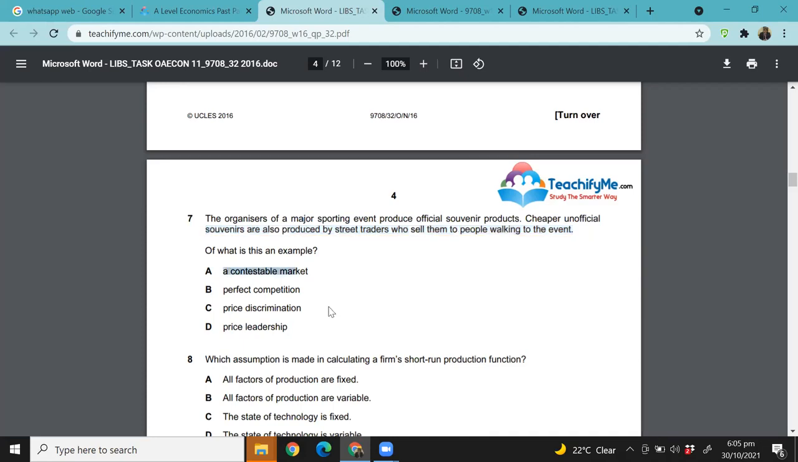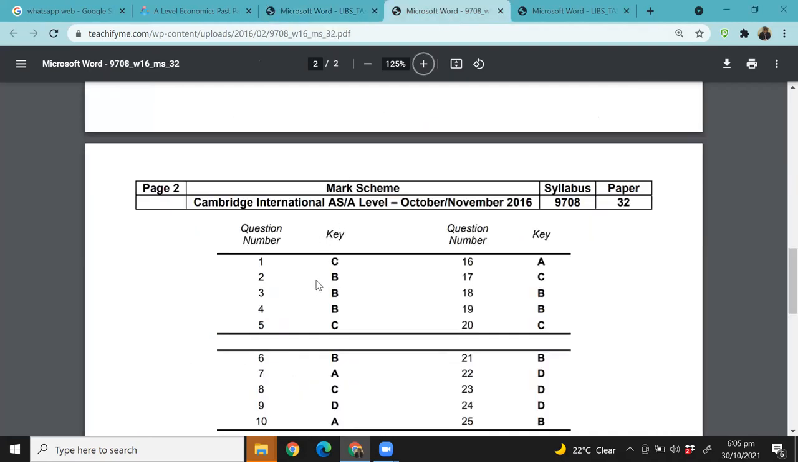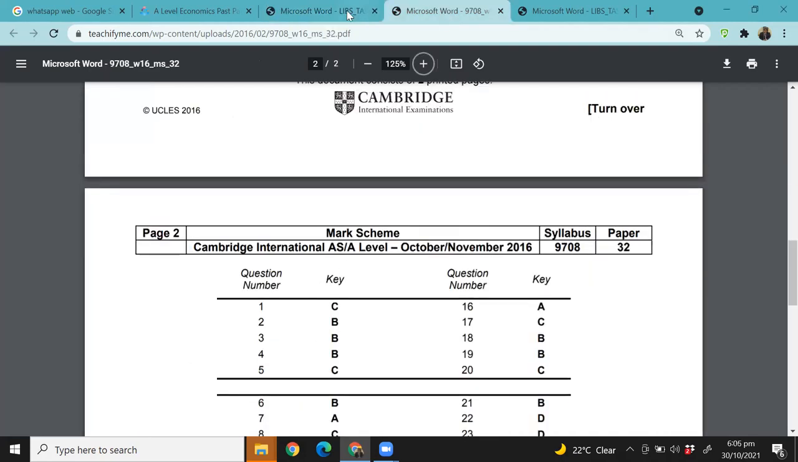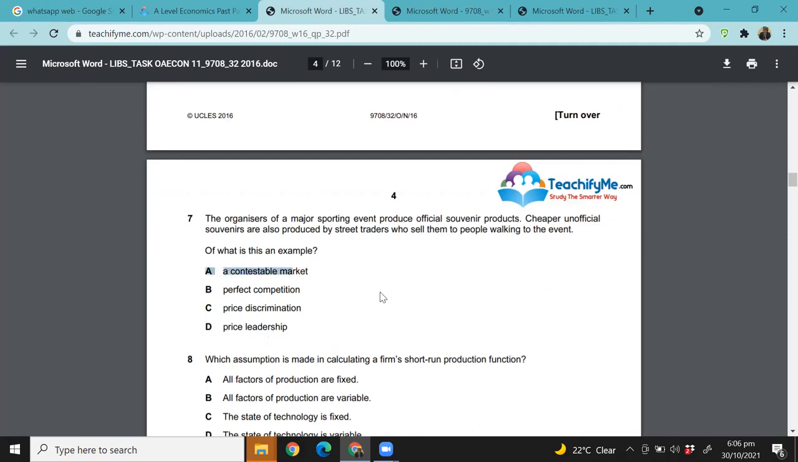A contestable market, right? So what is a contestable market? When it's easy to enter and exit the market, when there are no trade barriers. So 7 is A. Making souvenirs is not anything very difficult, and anyone can technically do that. So that is what makes it a contestable market.